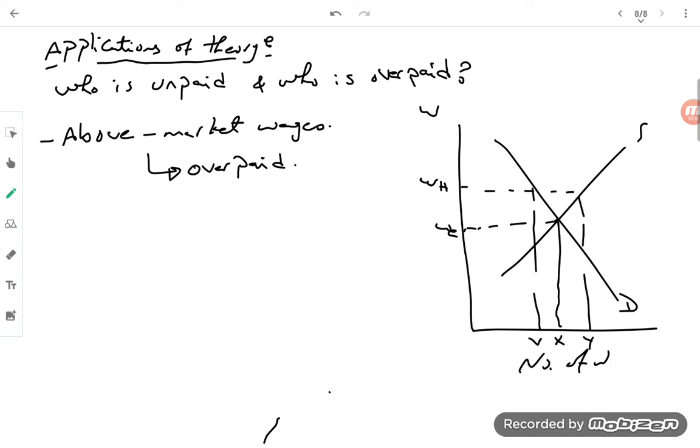So in this case, more workers want jobs than they can find. So there is excess supply of labor. This is supply and this is demand. As firms would like to pay workers lower wages, more people would like to find these jobs.